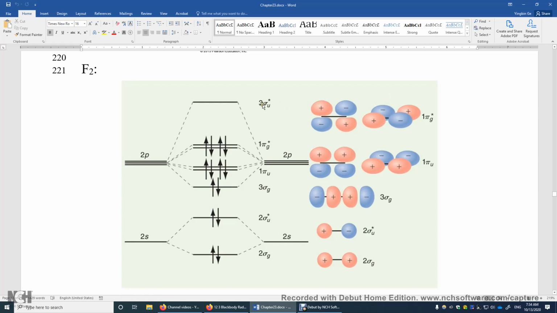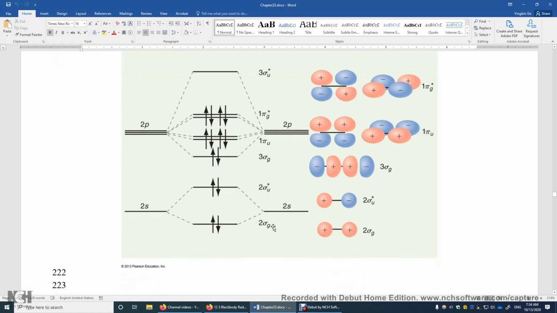What about this 3 sigma u star? Well, it looks like this, but you need to swap this plus sign to negative, this negative to positive, and then you should draw a nodal surface in the middle, and that will give you 3 sigma u star.